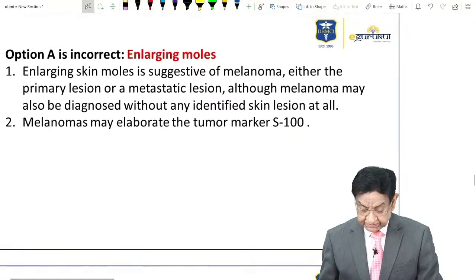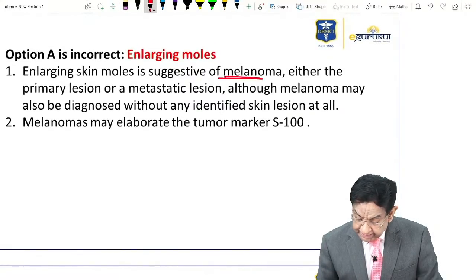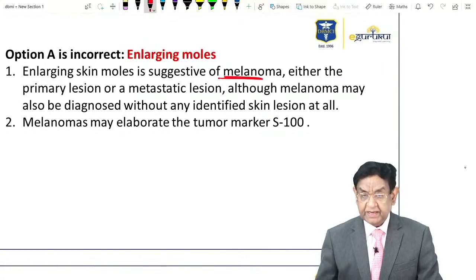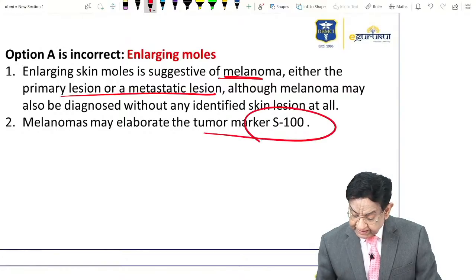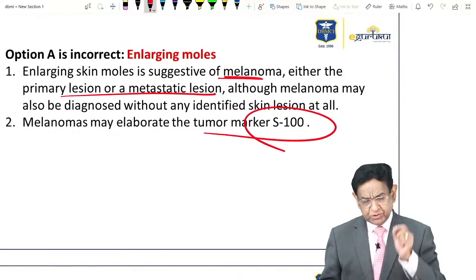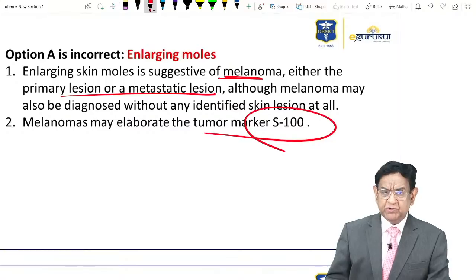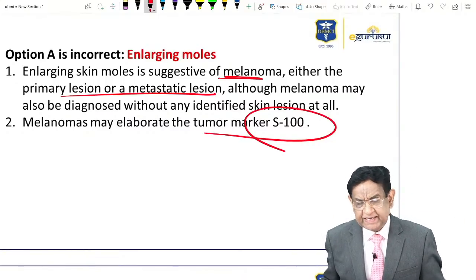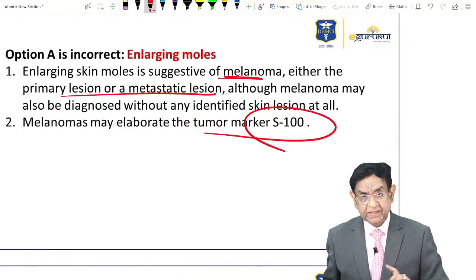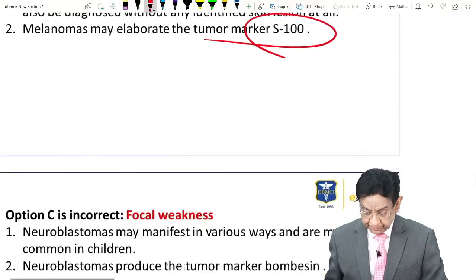Other options: enlarging moles. This is seen in melanoma, which is seen in the skin. In melanoma, the marker is S100. You should remember this. Of course, no need to say melanomas are usually seen in the skin and they are enlarging, but the biomarker is S100. TRAP is not the biomarker, it is not a feature.